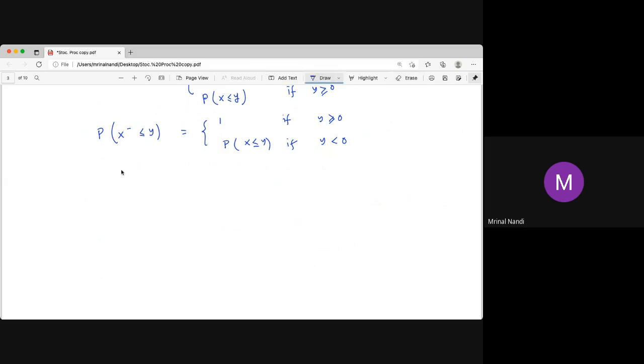Now, let x be a random variable of discrete type, and say A is a countable set.